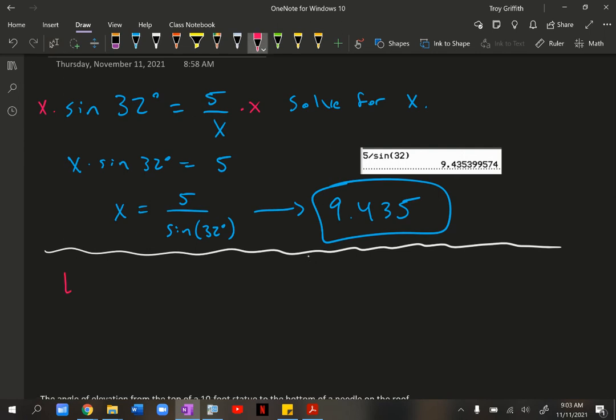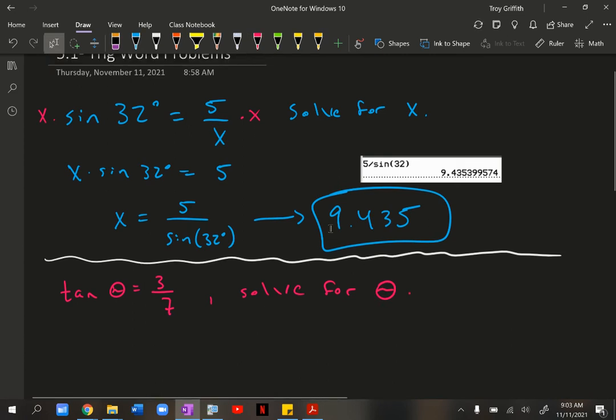Let's say that instead I had something like tangent of theta equals 3 over 7. And I said solve for theta. Okay. Well, the difference on this problem is that on the last one you had the angle and you had to solve for essentially one of the side lengths in the ratio. On this one we have the entire ratio and we have to solve for the angle.